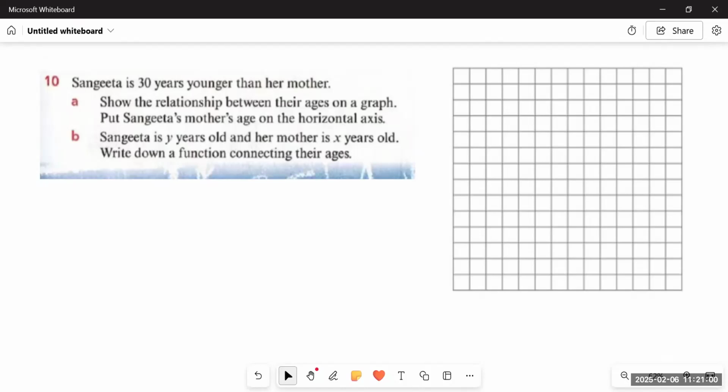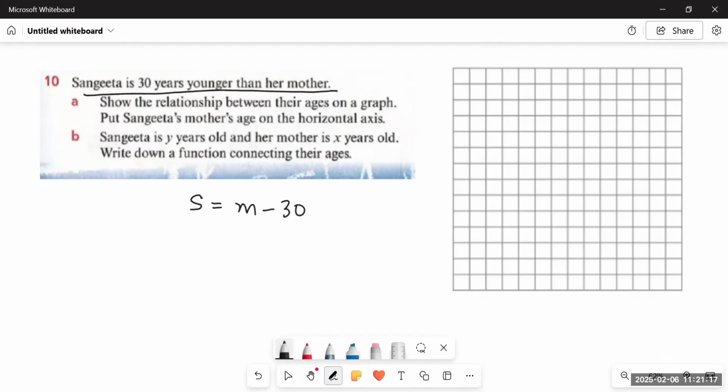Let's say if Sangeeta is S years and her mother is M years, then the relation would be M minus 30, because whatever the age of the mother, we just have to subtract 30 to get the age of Sangeeta. And you can see it clearly written. Sangeeta is 30 years younger, means 30 years less. And we know 30 years less means minus 30. Then her mother means M.